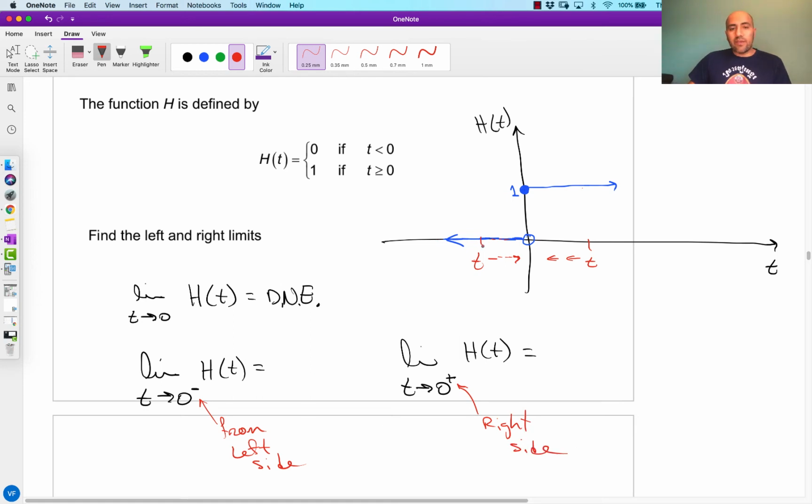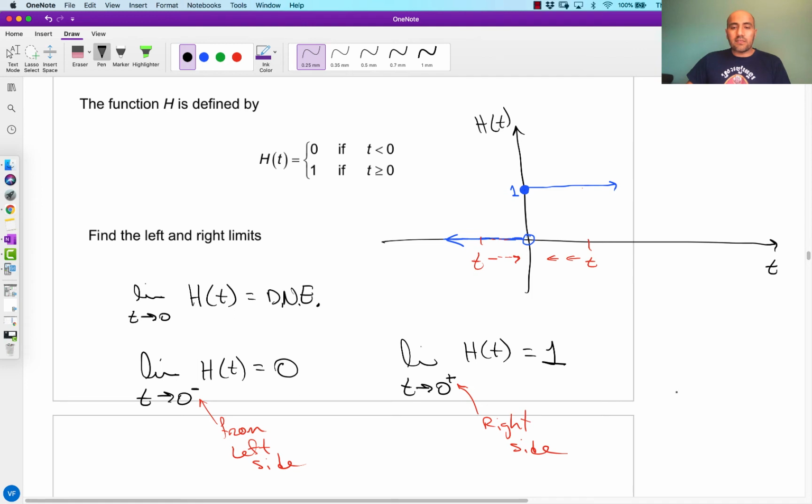Okay? And we can see from here that if t approaches 0 from the left side, the outputs of our h of t function are always equal to 0, so that's what this limit is. The limit is 0. It doesn't matter that at t equals 0, the output is actually 1, not 0. It doesn't matter. The limit is about what it looks like. Where does it look like it's heading? And it looks like it's heading toward 0. On the other hand, as t approaches 0 from the right-hand side, the output values are always equal to 1.